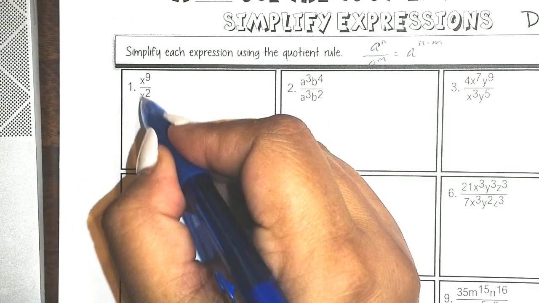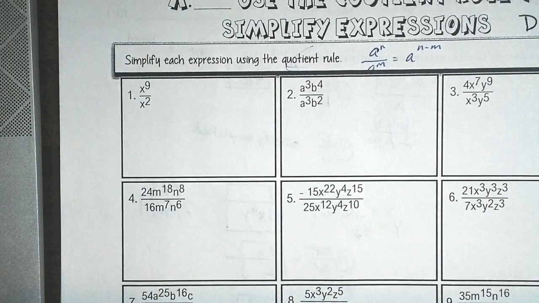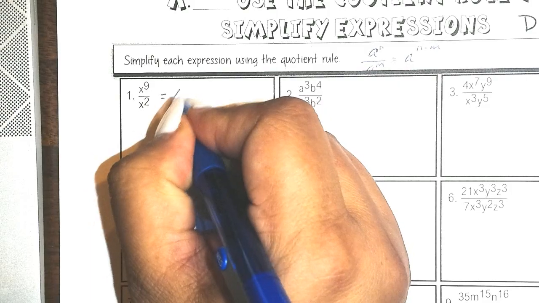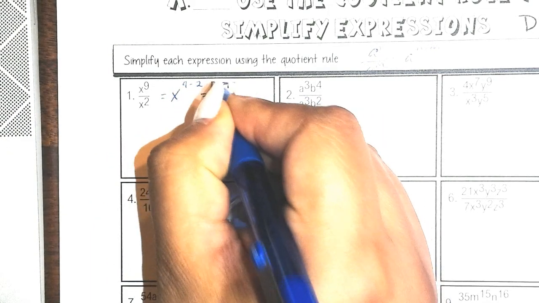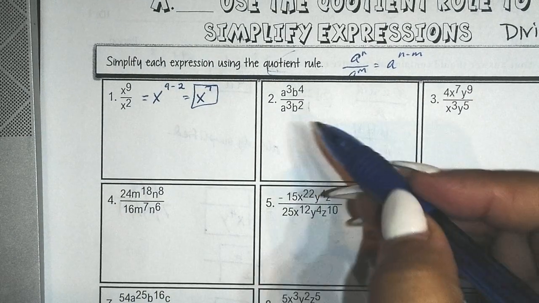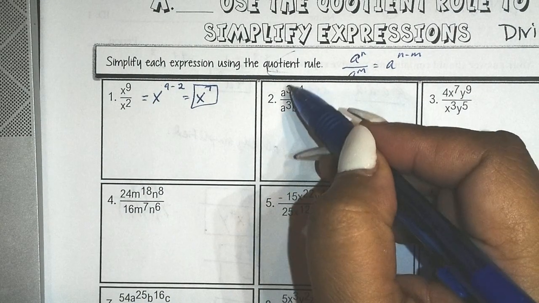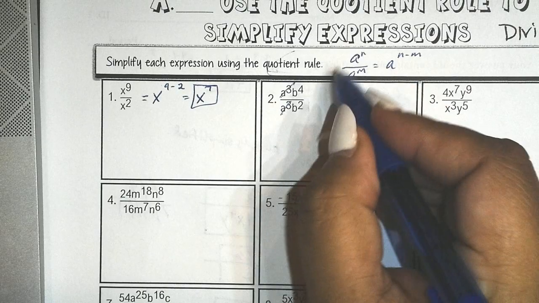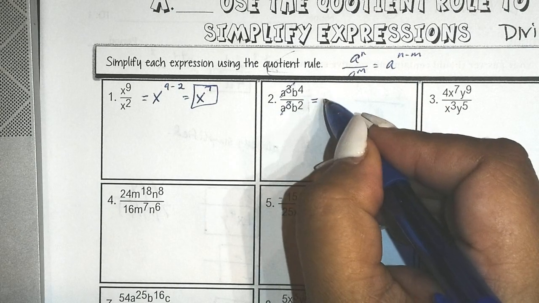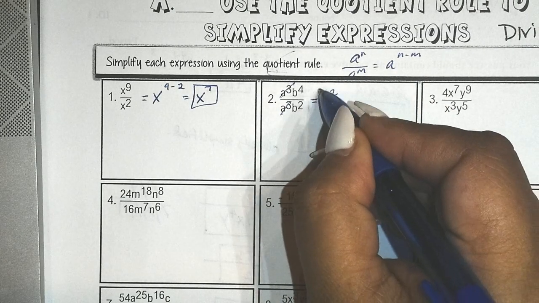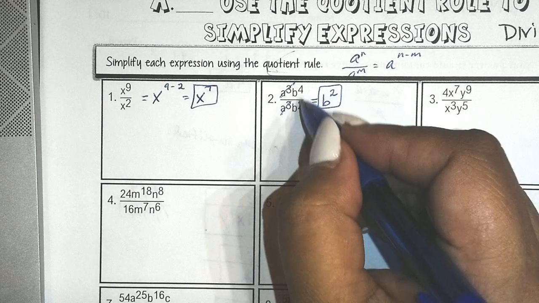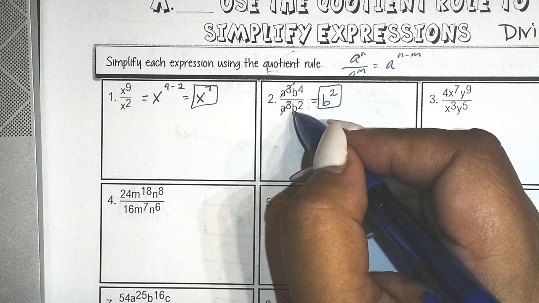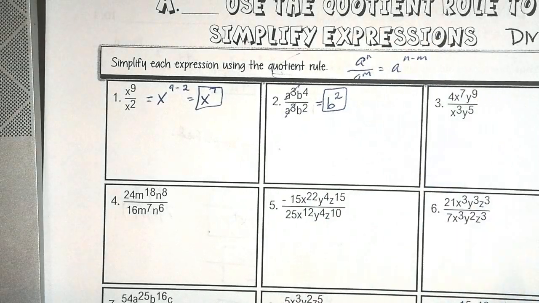So here I have the same base, x to the 9, x to the second power. Again, that's x to the 9 minus 2, which gives me x to the 7th power. All right, let's look at the a's. If you have the same thing on the top and the bottom, they cancel out. This will be 4 minus 2, which gives me b to the second power. Please do not make the mistake of dividing the exponents. When you divide variables, you subtract your exponents.